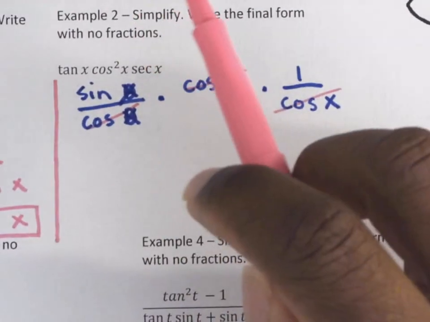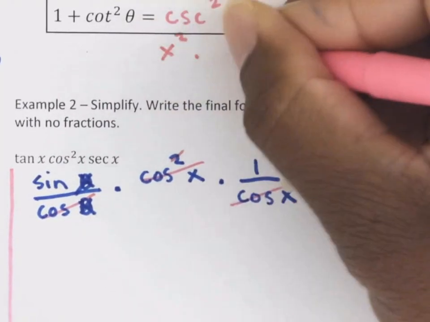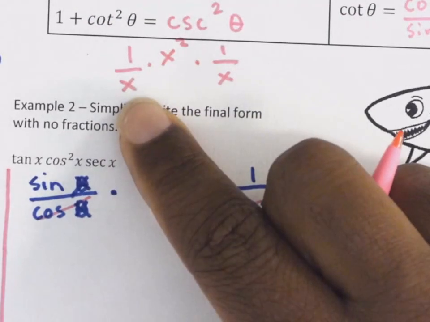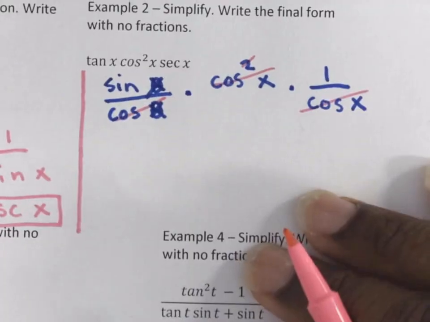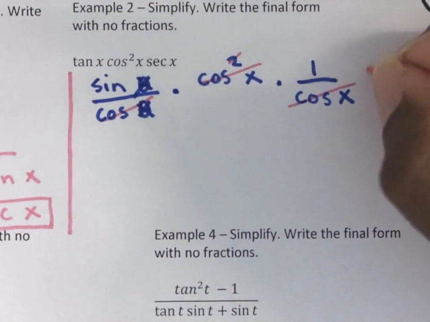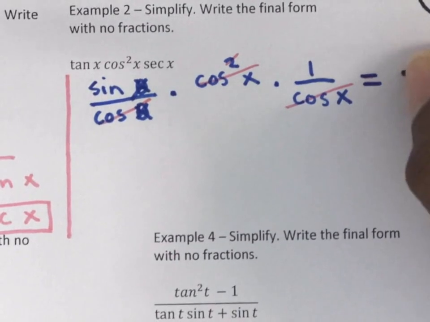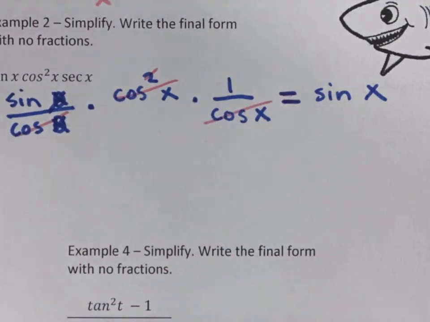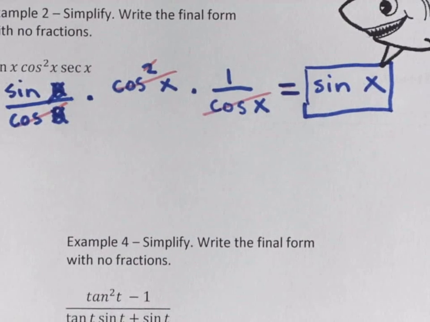Think about this. Don't write this, but if this was x squared times one over x, put together it would be x. This would all cancel out to be 1. It's the same with these functions here. That would be sine x. Sine times 1 is sine x. Is it a fraction? No. I've got it simplified as much as I can. This is my expression.